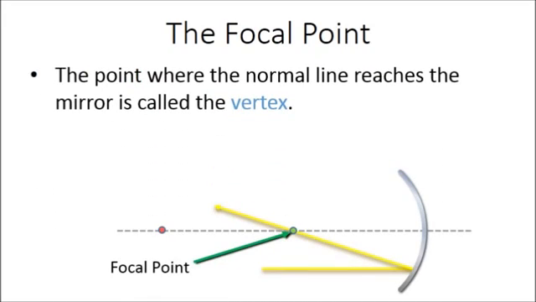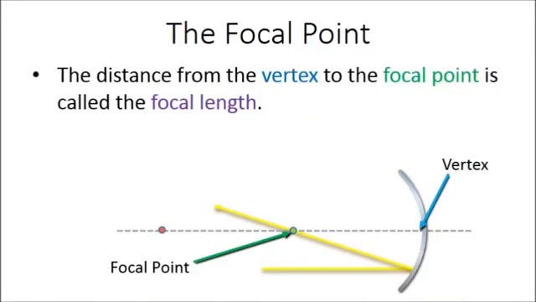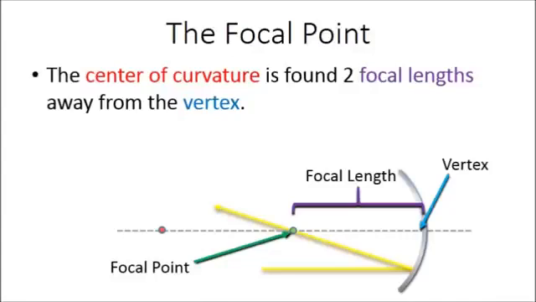The point where the normal line reaches the mirror, or the principal axis line there, is called the vertex. So the vertex is just that spot right there. And the distance from the vertex to the focal point is the focal length. So the focal length is that distance in between those 2 points.